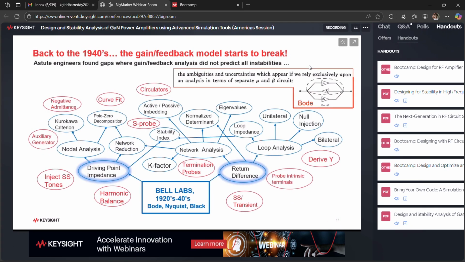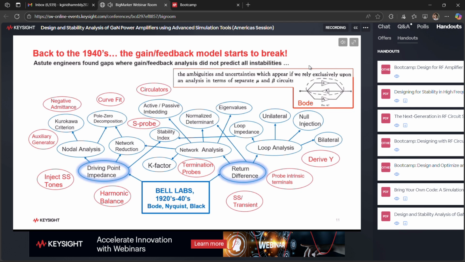All right, so I want to go back to our history discussion here. If we go back to the 1940s, we started at 1927 with Harold Black. Now we're going to go up to the 1940s. And what engineers were starting to realize was that this gain feedback model that Harold Black proposed was a little bit simplistic and it was starting to break down under certain specific conditions. So very astute engineers like Heinrich Bode were realizing that other effects were happening in this case.